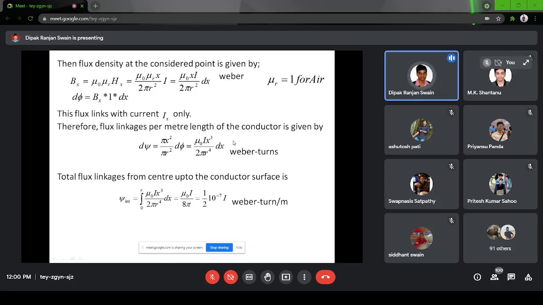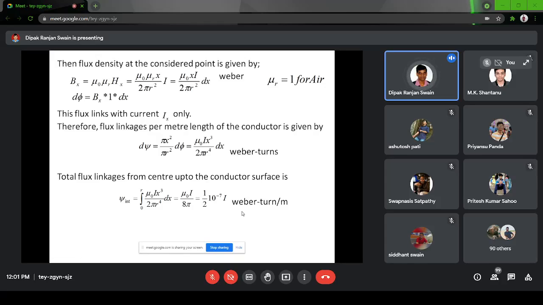Now, if I want to calculate the total flux linkage due to the internal flux, the x value is going to change from 0 at the center to r at the surface. So the x variation is from 0 to r, and integrate it over the whole length. You will calculate the final value as mu 0 I by 8 pi. And mu 0 value, you know, is 4 pi into 10 to the minus 7. So if you put the value, it becomes 1 by 2 into 10 to the minus 7 into I. This is the value of the internal flux linkage, mu 0 I by 8 pi. Sometimes you can write directly this one, or half into 10 to the minus 7 into I.